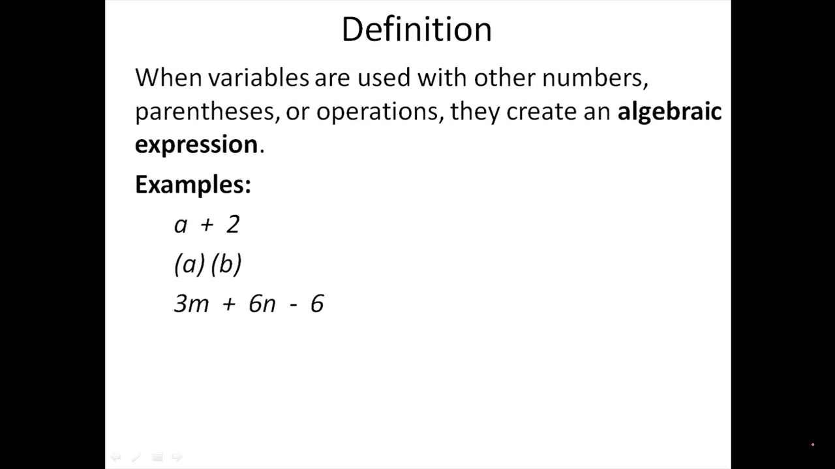When variables are used with other numbers, parentheses or operations, they create what is called an algebraic expression. Okay? So for example, a plus 2 here is an algebraic expression. a(b), you see parentheses, that is multiplication, a times b. That is an algebraic expression. 3m, 3 multiplied by m, plus 6 multiplied by n, minus 6, that is also an example of an algebraic expression.